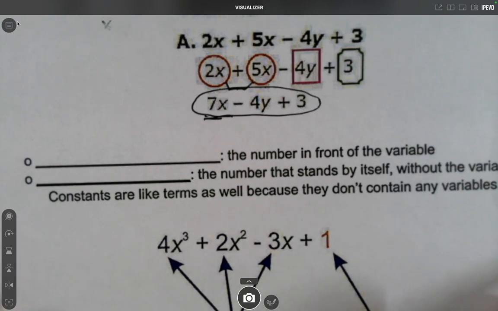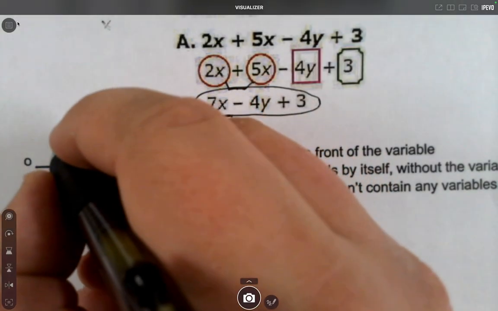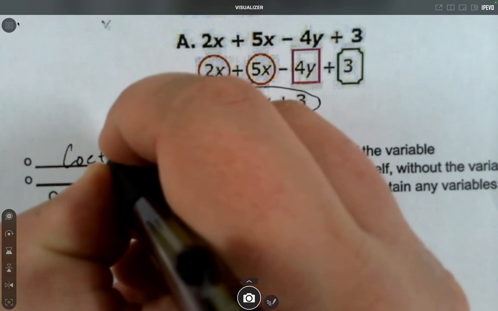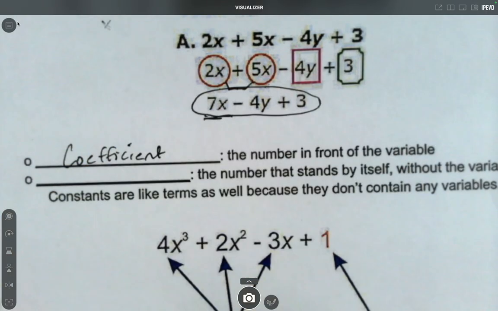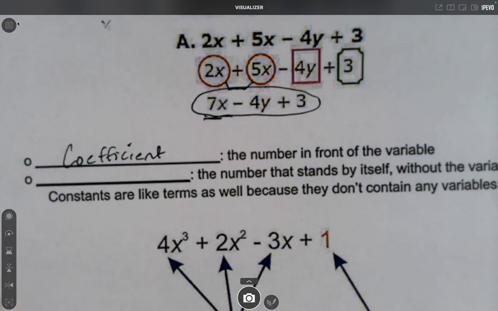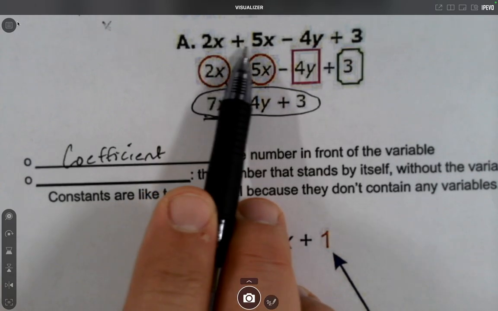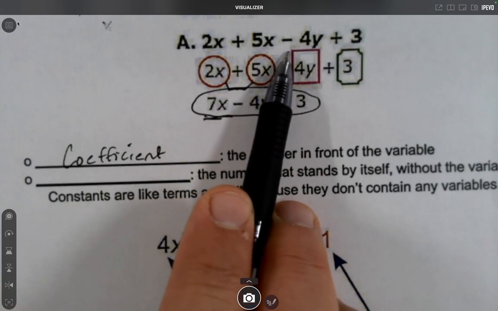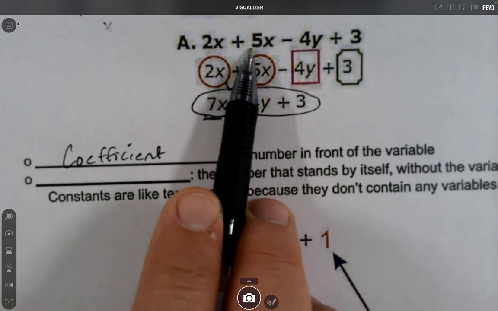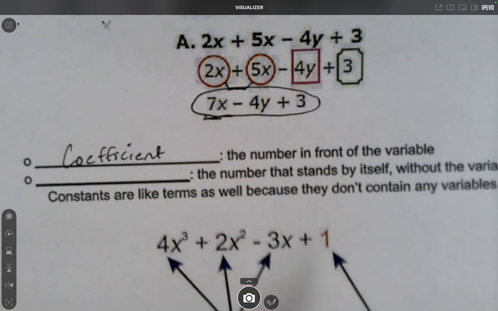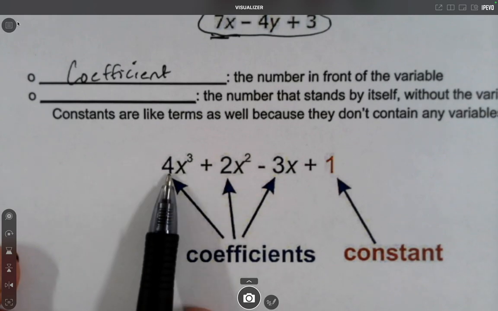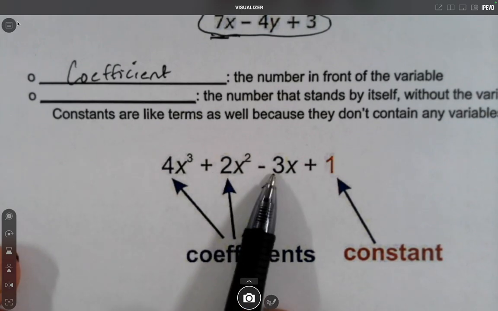a coefficient is one type of number. So numbers appear in expressions in 2 different ways. One of them is a coefficient. That's the number in front of the variable. So like up here in this expression, 2, 5, and we'd call this a -4. We treat the minus as a negative sign. 2, 5, and -4 are coefficients. Down here, 4, 2, and -3 are coefficients.